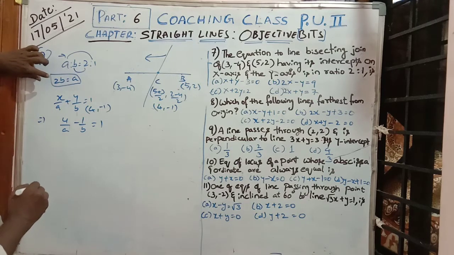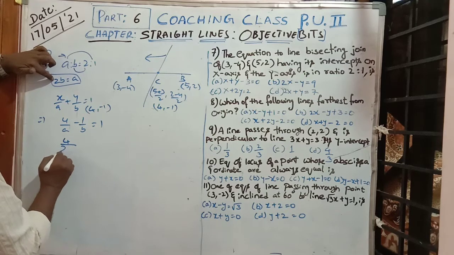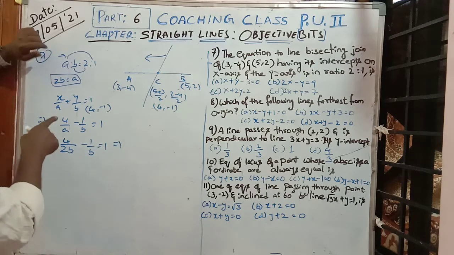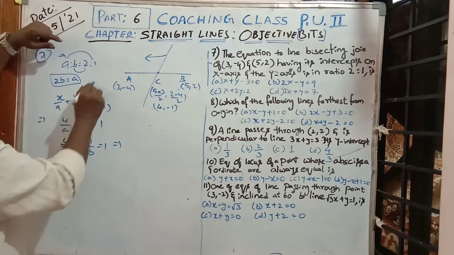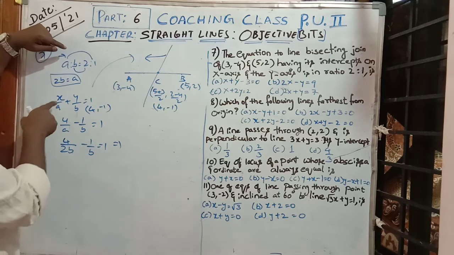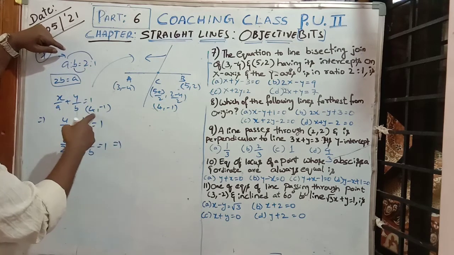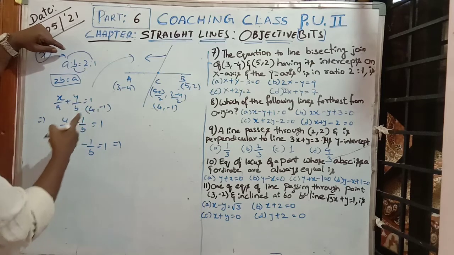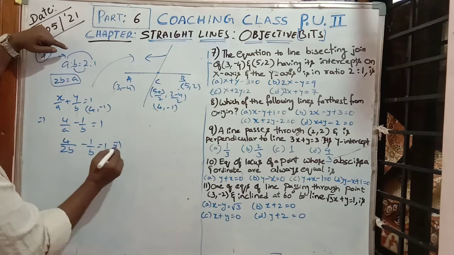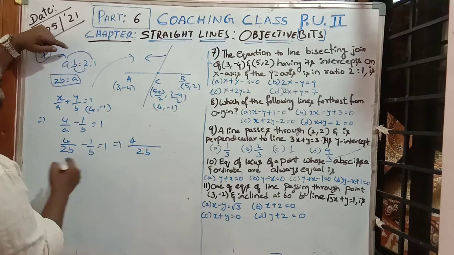But what is the relation? Here a is equal to 2b. So 4 by 2b minus 1 by b is equal to 1. Any confusion? The required line equation is this one because we are in the intercept form. Here it is passing through this point. So x is 4, y is -1. And again a is equal to 2b. I am substituting here. It is very clear. It is 2b LCM. It is 4.